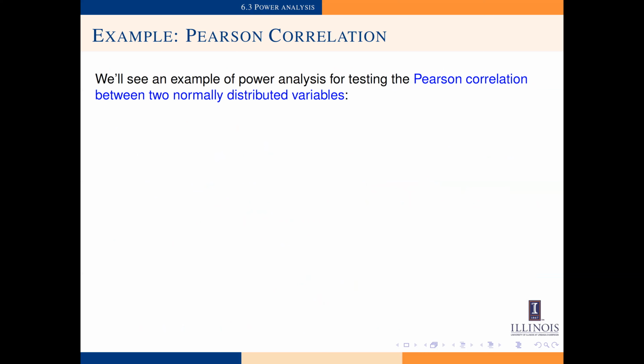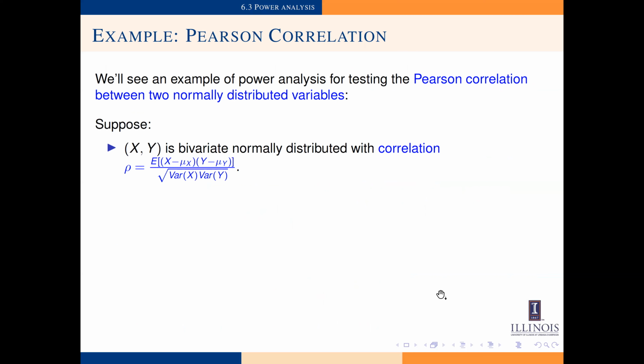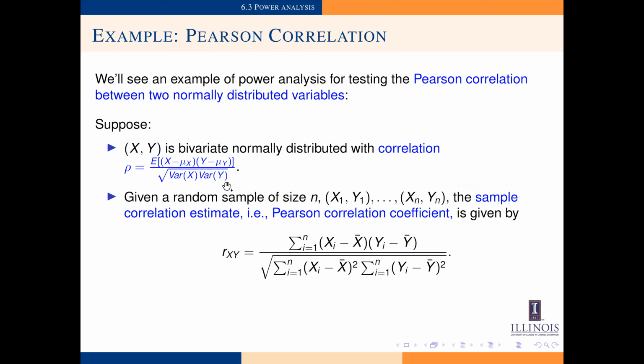Let's see an example of power analysis for testing the Pearson correlation between two normally distributed variables. Suppose that we have x and y, which are bivariate normally distributed with correlation given by rho. By definition, their correlation is equal to their covariance divided by the square root of the product of their variances. This can be estimated with samples.